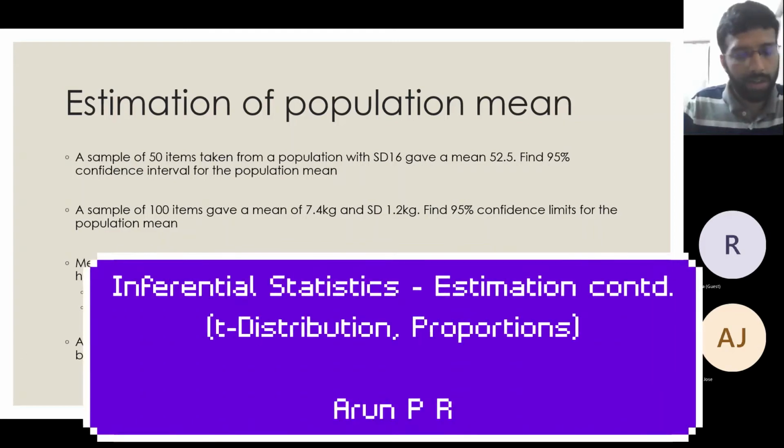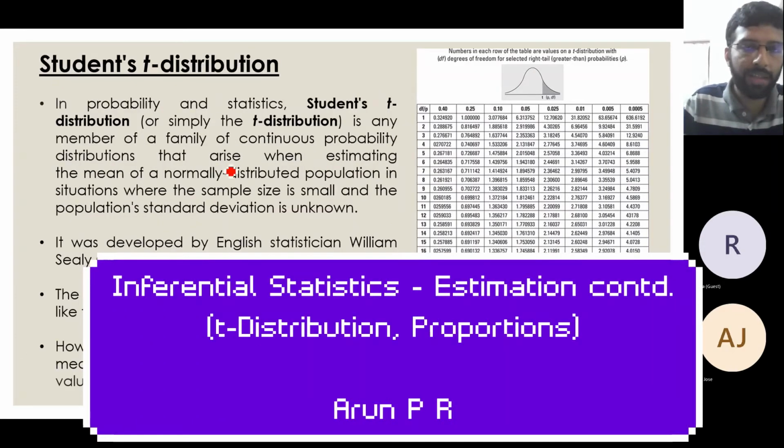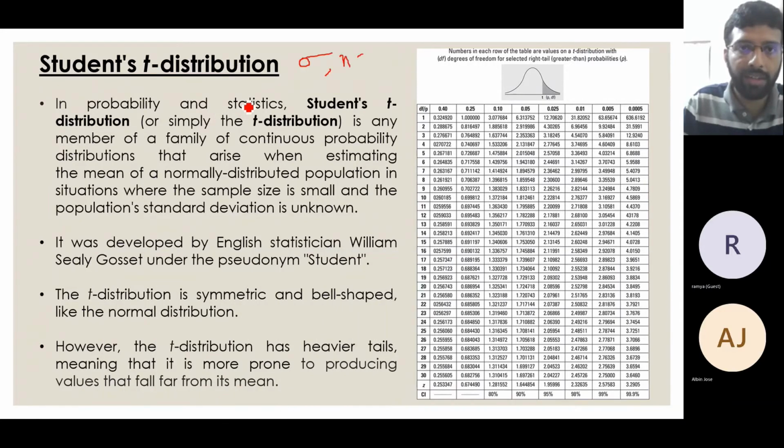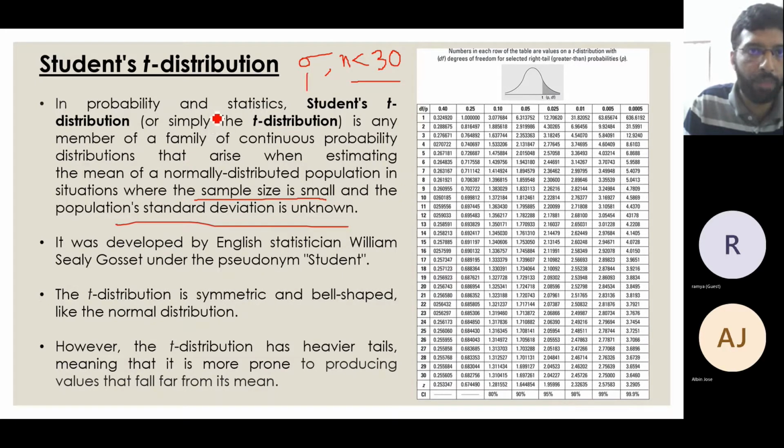Okay, now I told earlier that in the case where sigma is not known and n is less than 30, we will have to use something that is called a t distribution. So let's see what the t distribution is. The t distribution is a probability distribution that we apply when the sample size is small, that is n less than 30, and the population standard deviation, sigma, is unknown.